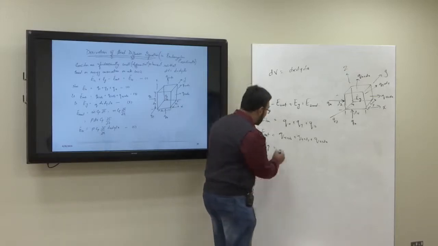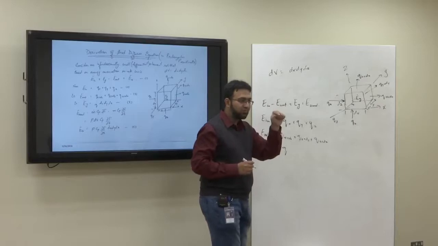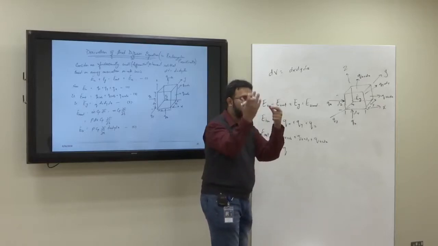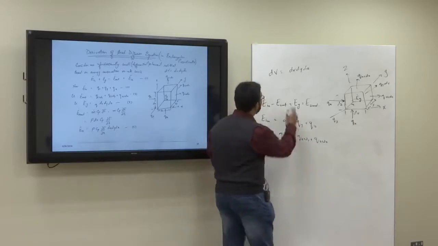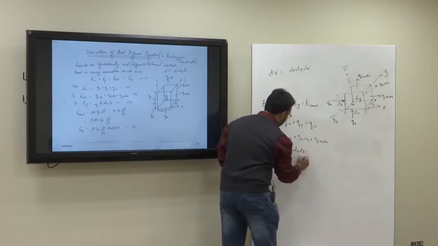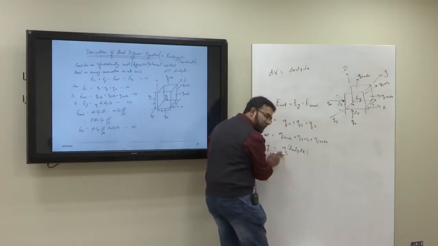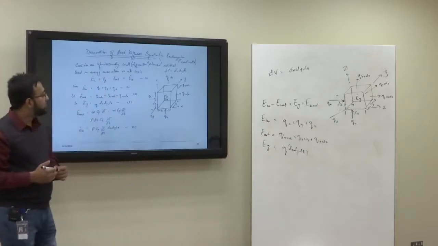Let's say that Q is the amount of energy generated per unit volume. Then we have Q multiplied by the volume, and that's the total energy generated, right? So we multiply by the total volume dx dy dz, assuming that this is per unit volume. So we have E generated.